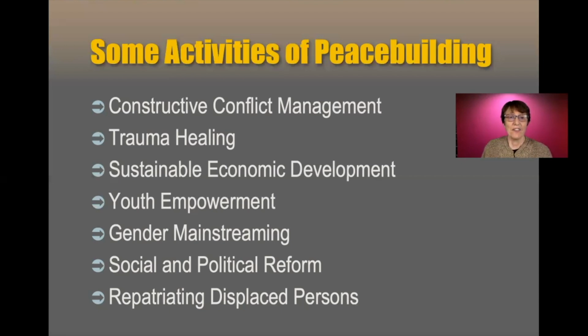And another part of it is social and political reform. Some of the reasons for violence are corruption or inequalities and things that either oppress people or create a lot of resentment. So reforming social and political systems so that they're fair, so that there's social justice.